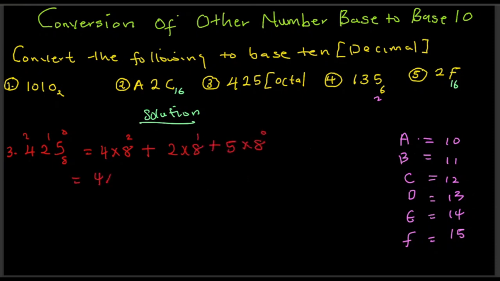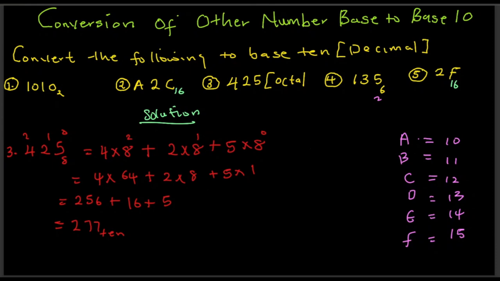And this is 4 times 8 to the power of 2, which is 8 times 8, is 64. Plus 2, 8 to the power of 1 is 8, plus 5, any number to the power of 0 is 1. So this is 4 times 64 is 256, plus 2 times 8 is 16, plus 5 times 1 is 5. So we go ahead and add them up, 256 plus 16 plus 5, which is 277 base 10. And that's it for 425 octal to base 10.